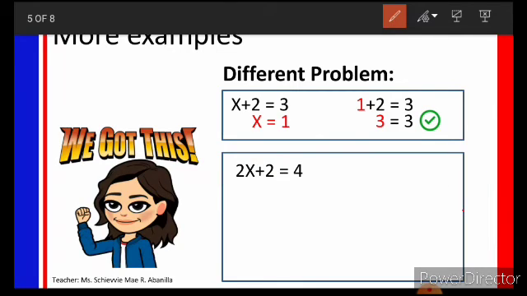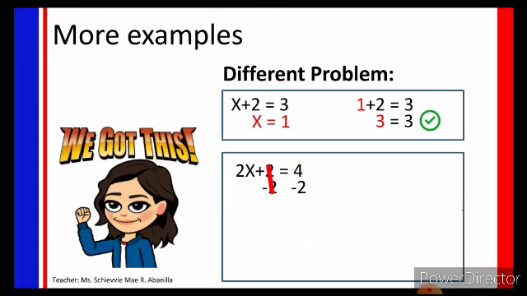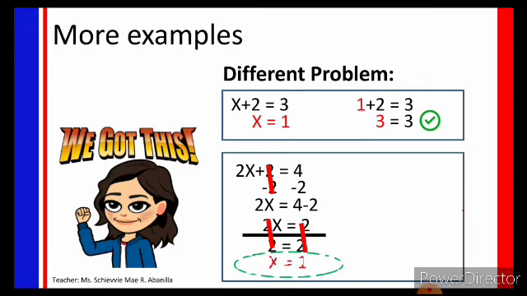Let's try to find out if our solution is correct. Okay, step by step. And divide it by 2. And we have now x is equal to 1. Now, uulitin ko, kapag hindi equal yung equation sa left dun sa equation sa right, our solution is wrong.